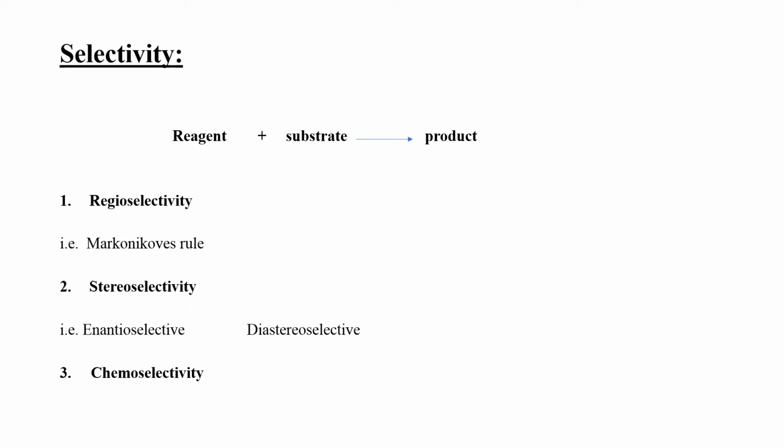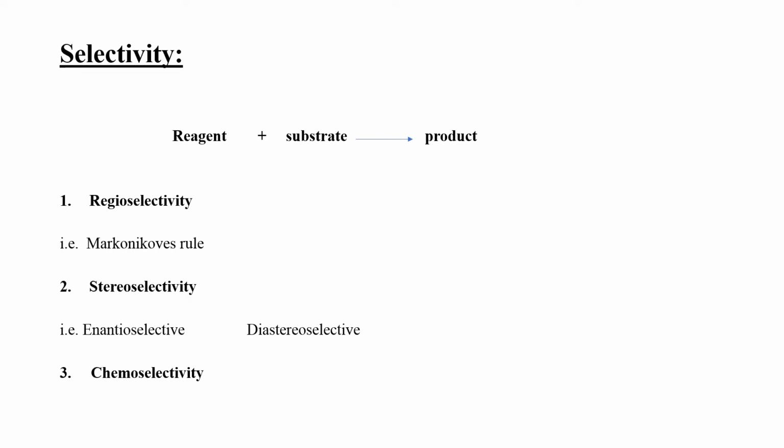While stereoselectivity is how the group reacts with regard to the stereochemistry of the product. Two stereoisomers can be formed, leading to enantiomers or diastereomers. So we will discuss it in a later lecture.